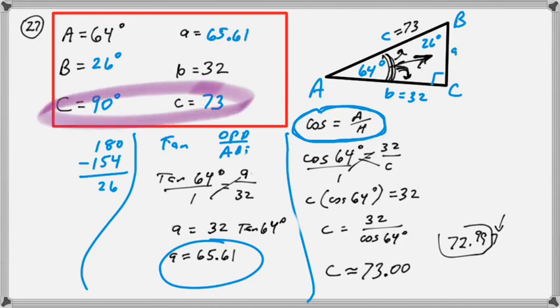Is the biggest angle and side opposite each other? And is the smallest angle and smallest side opposite each other? So now I'm fairly confident that we've done it correctly.